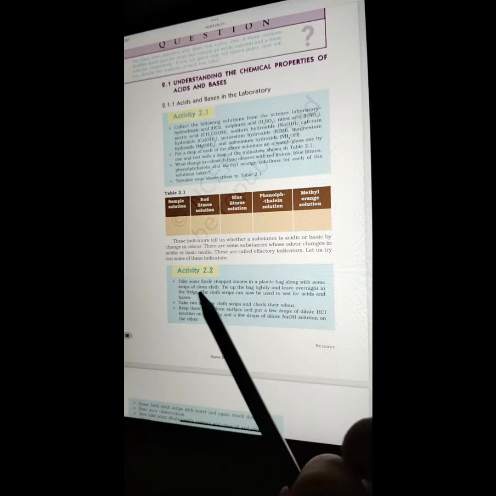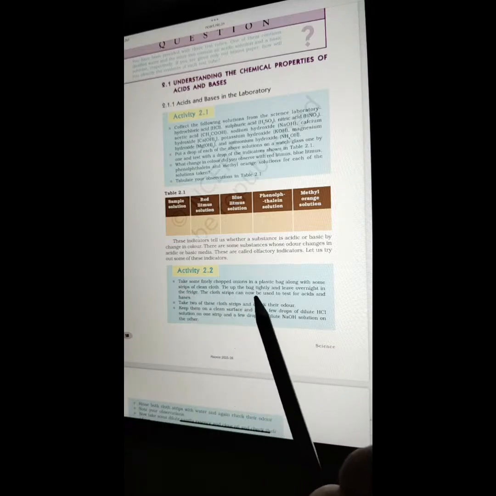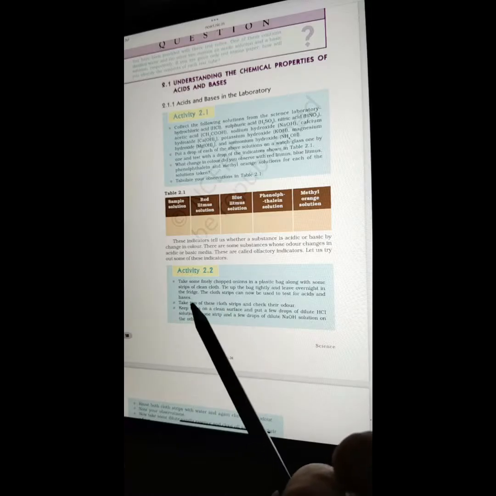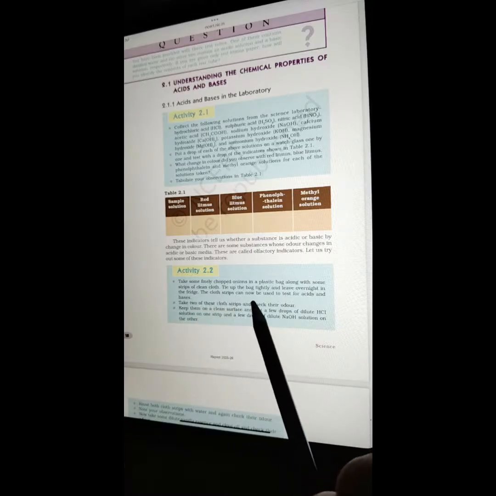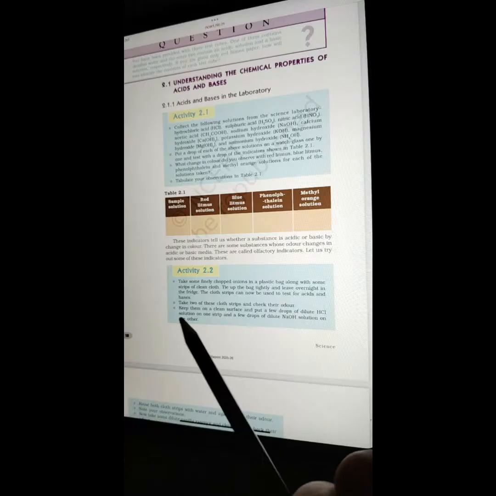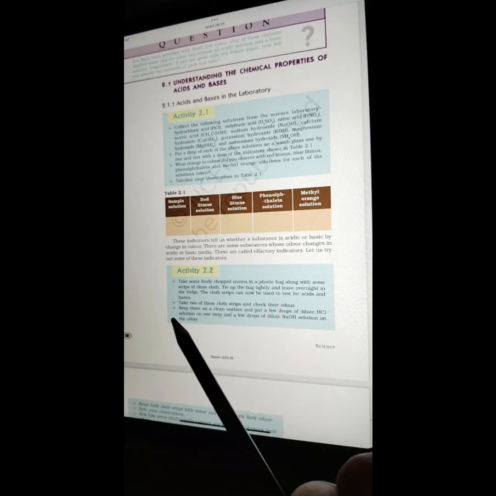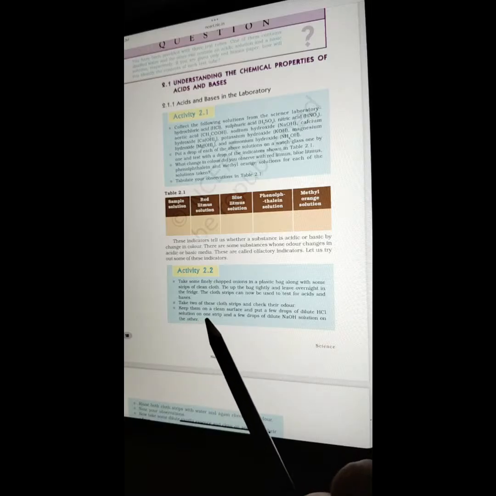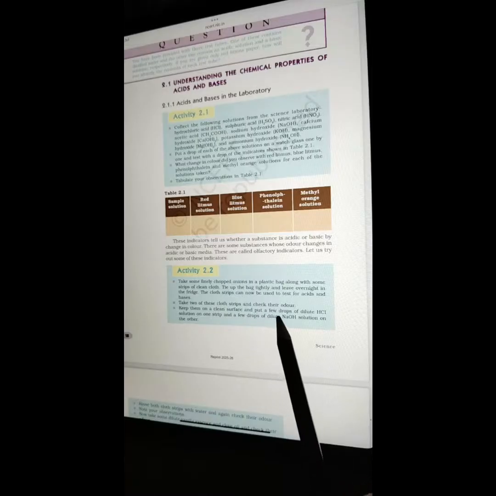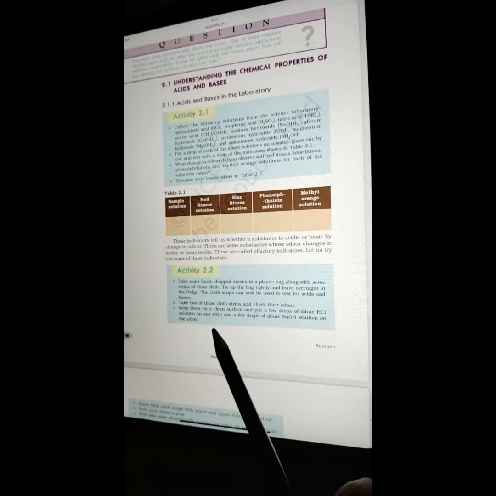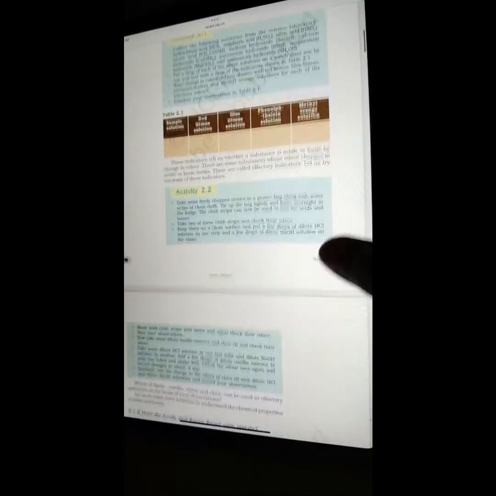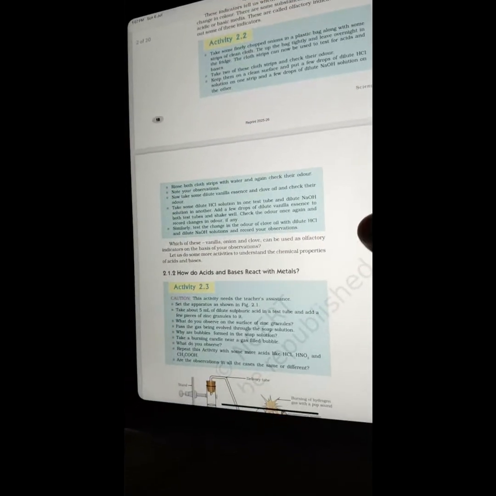Activity 2.2: Take some finely chopped onions in a plastic bag along with some strips of clean cloth. Tie up the bag tightly and leave overnight in the fridge. The cloth strips can now be used to test for acids and bases. Take two of these cloth strips and check their odor. Keep them on a clean surface and put a few drops of dilute HCl solution on one strip and a few drops of dilute NaOH solution on the other. Next page.